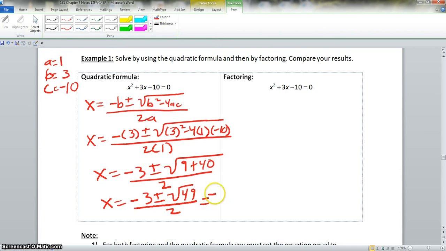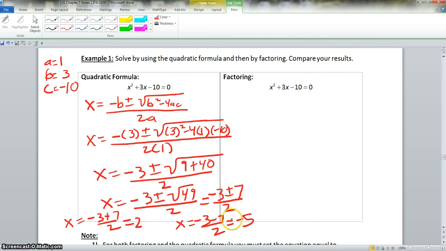Now, this will become negative 3 plus or minus 7 all over 2, because the square root of 49 is 7. So x is equal to negative 3 plus 7 over 2, and x is equal to negative 3 minus 7 over 2. This equals 2, and this equals negative 5. So our final answer here is x is 2, comma, negative 5. These are our two answers for this first problem.